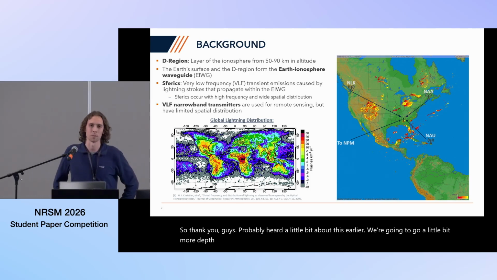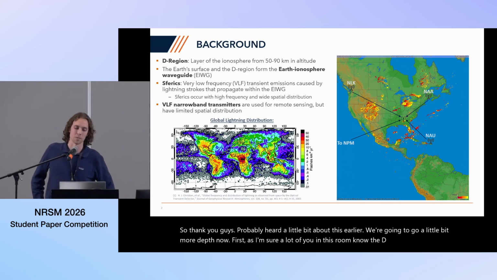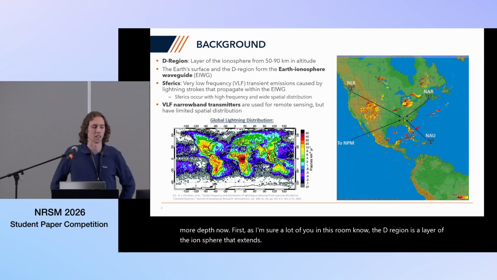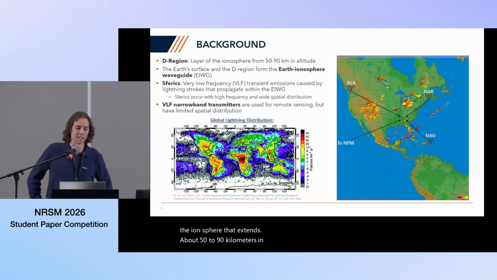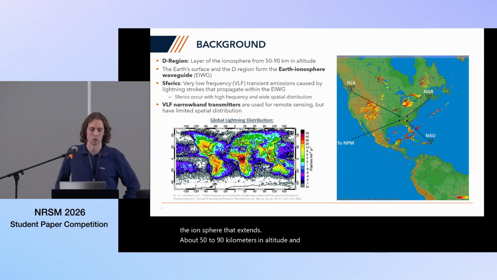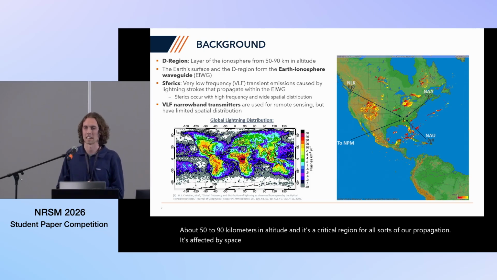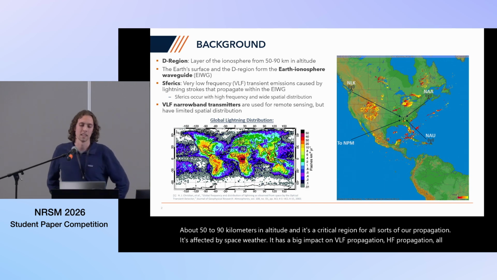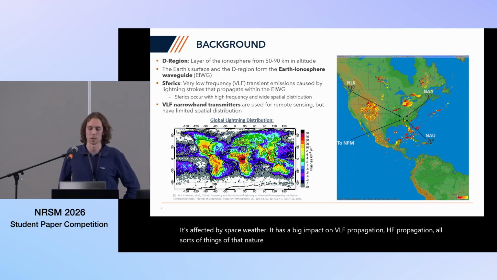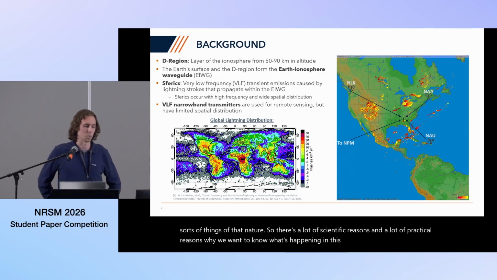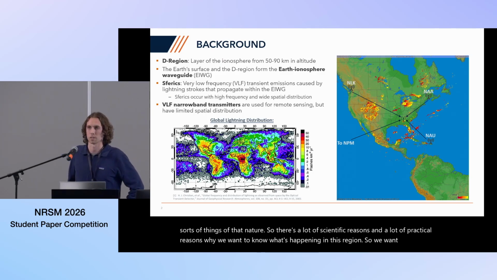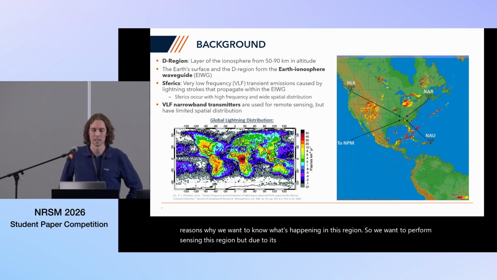First, as I'm sure a lot of you in this room know, the D-region is a layer of the ionosphere that extends from about 50 to 90 kilometers in altitude. And it's a critical region for all sorts of RF propagation. It's affected by space weather. It has a big impact on VLF propagation, HF propagation, all sorts of things of that nature. So there's a lot of scientific reasons and a lot of practical reasons why we want to know what's happening in this region. So we want to perform sensing in this region, but due to its altitude, it's pretty difficult.